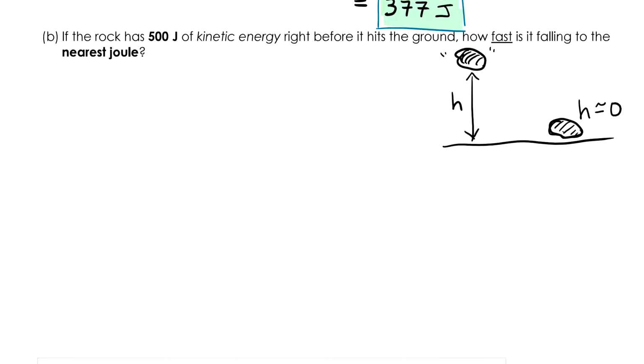So how is part B different? Part B says if a rock has 500 joules of kinetic energy right before it hits the ground, how fast is it falling to the nearest meter per second? What this question is saying is that as the rock falls towards the ground, it has both kinetic and potential energy, and then right before it hits the ground, H is pretty much 0, so the rock has a maximum amount of kinetic energy. In this case, the kinetic energy is 500 joules. And we're supposed to find how fast it's falling, which is the speed.